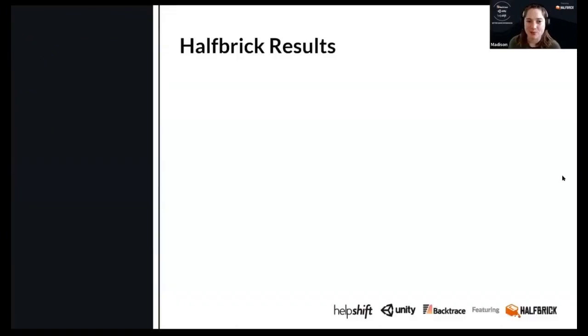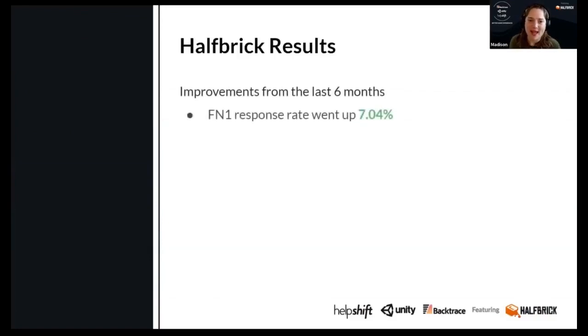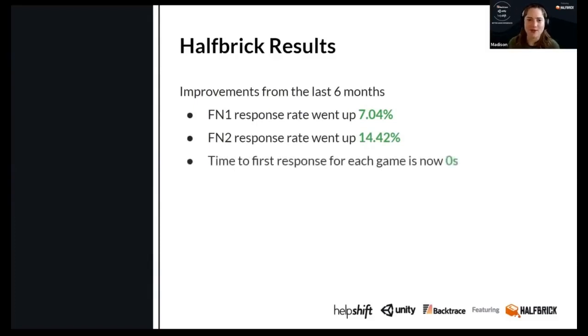So we've seen some really good results. Our Fruit Ninja 1 response rate went up to 7.04%. Our Fruit Ninja 2 response rate went up to 14.42%. And our time to first response for each game is now 0 seconds. So we've done that by putting in bots and automations.